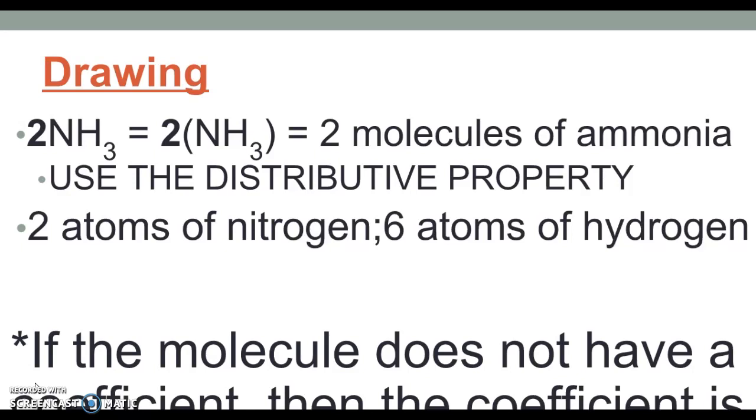If you're not comfortable with that, you can also write NH3 2 times and add it together. So NH3 plus NH3, and then you count how many atoms of nitrogen there are, which are 2 atoms of nitrogen, or 3 plus 3 atoms of hydrogen, which would be 6 atoms of hydrogen. Again, if the molecule does not have a coefficient, then the coefficient is understood to be 1.